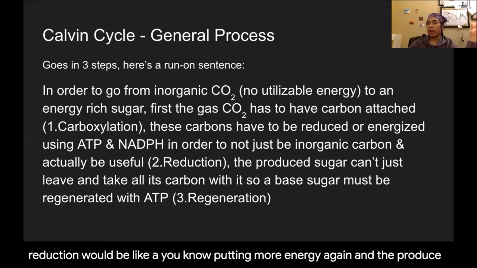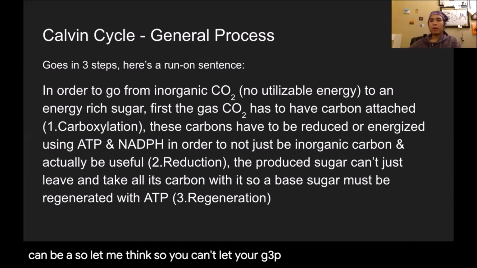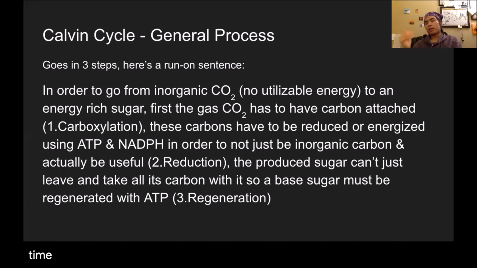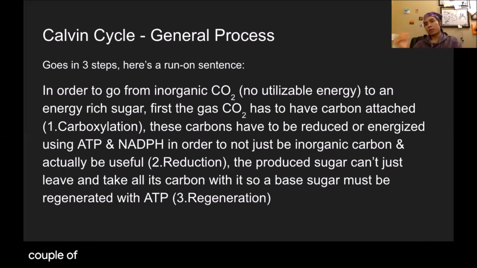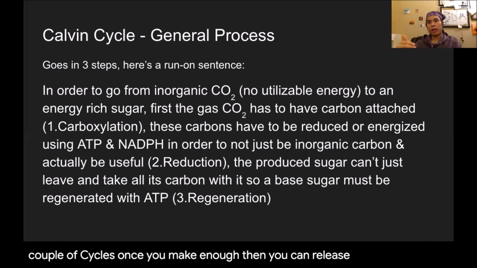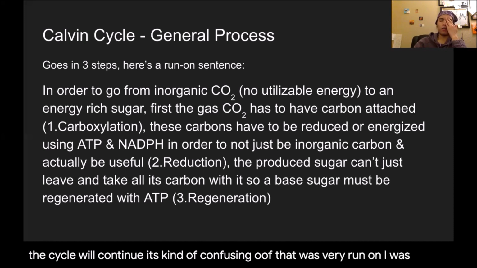The produced sugar can't just leave and take all its carbon away with it, because then the next cycle couldn't happen. You can't let your G3P that you produce leave every time, because you still need some carbon to make your initial base. So after a couple of cycles, once you make enough, then you can release what you can, and then the cycle will continue. It's kind of confusing. Oh, that was very run-on.